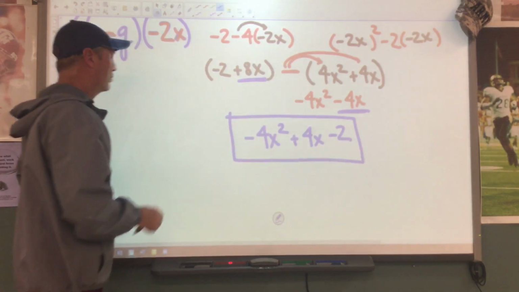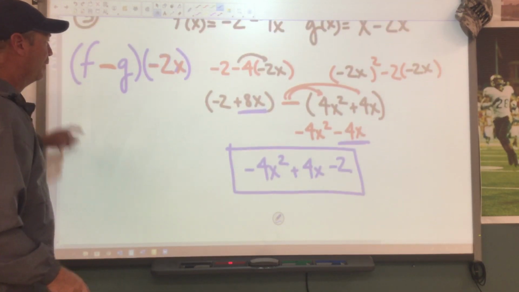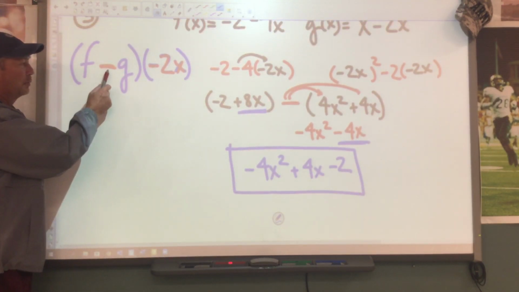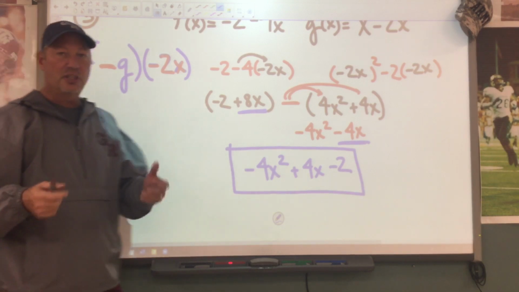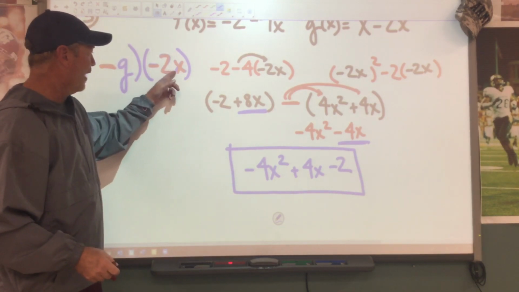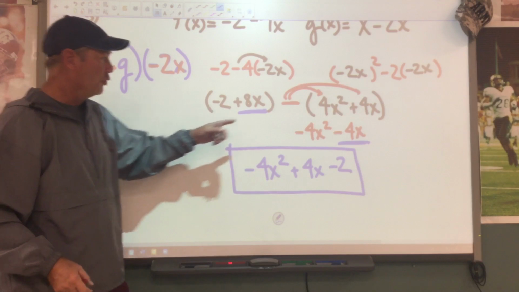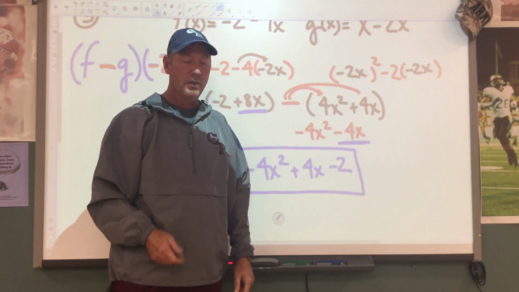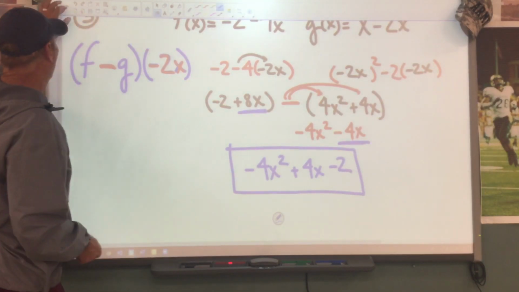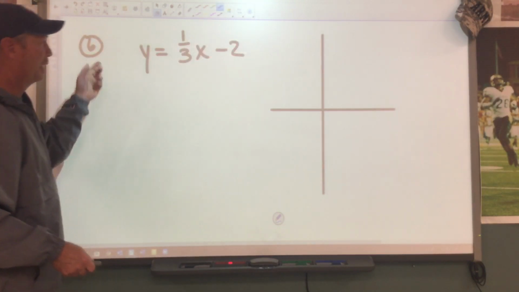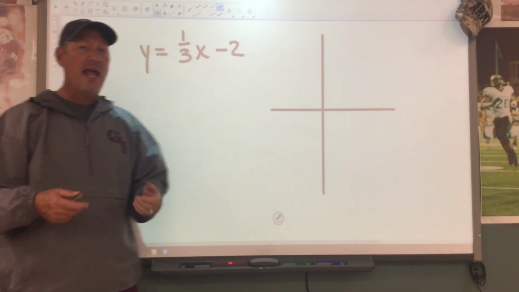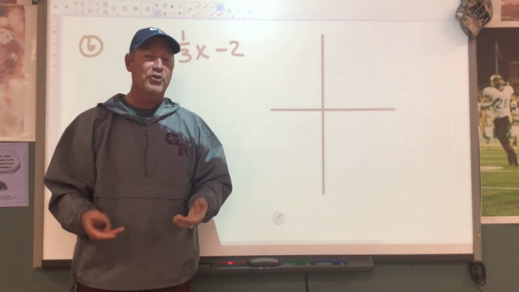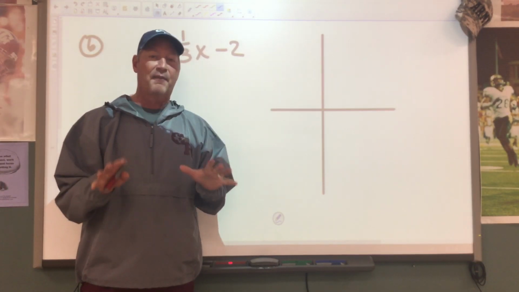There is my answer. Just to reiterate, when you have subtraction, that should get your attention. When you're going to have to substitute a variable, then you need to plan on distributing a negative and then combining like terms. Okay? Let's go to another problem. Now I'm looking at number 6. They're going to ask me to find the inverse and then graph it. I've got to find the inverse.